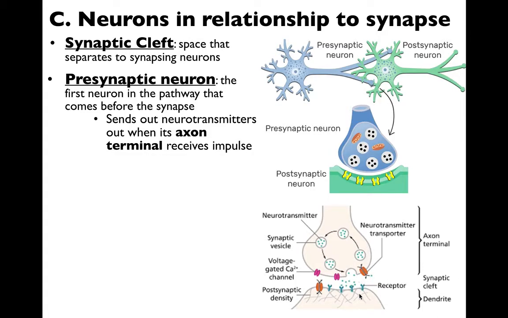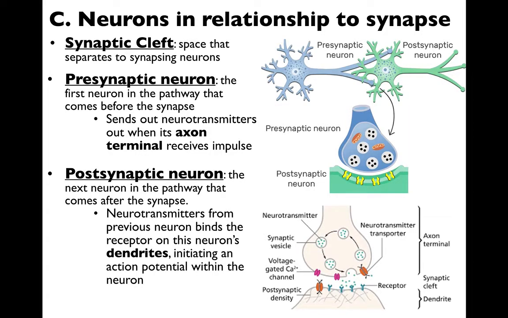Then the neuron over here that's receiving the neurotransmitters and initiating a response once it gets them is the postsynaptic neuron. That's the next neuron in the pathway that comes after the synapse. The neurotransmitters then bind to the receptors found on this neuron's dendrites, and that's going to initiate an impulse, an action potential, that travels down the dendrite into the cell body. It gets processed and then passed along the axon and then down the neuron into whatever else it's going to go into. Another neuron, an effector, whatever else.